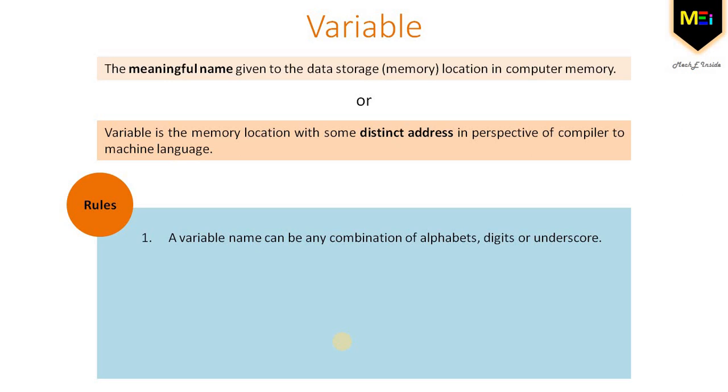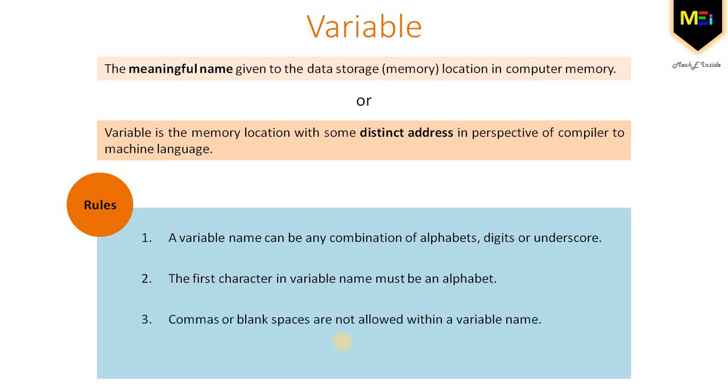A variable name can be any combination of alphabets, digits, or underscore. Second, the first character in a variable name must be an alphabet. Commas or blank spaces are not allowed within a variable name. Special characters except underscore cannot be used in a variable name.